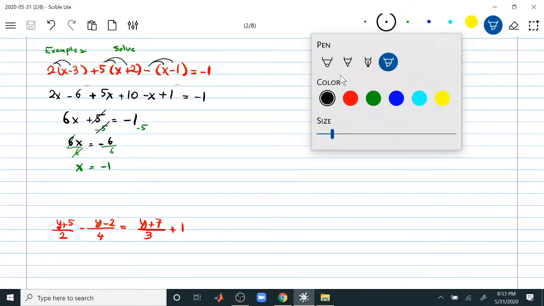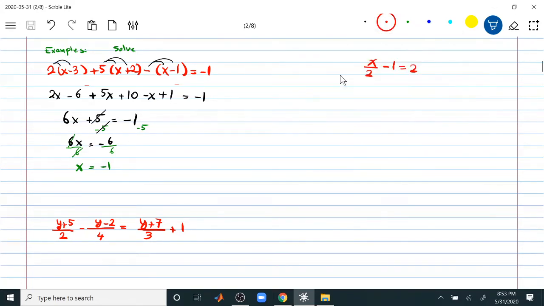You can check your solution by replacing it back into the equation. If I replace it back into the equation, which equation will I replace it into? Into the original one. Every time I see x, I'll replace it with -1. 2 times (-1 minus 3) plus 5 times (-1 plus 2) minus (-1 minus 1). I want to see if it is true, if I end up with -1 on the right side.